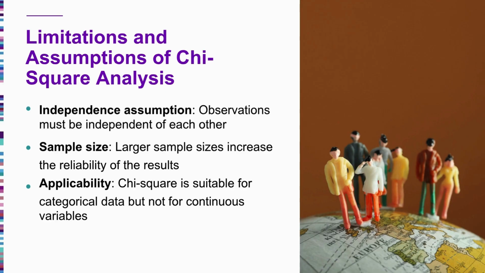The sample size matters. A larger sample size increases the reliability of the results. A rule of thumb is that no categories should be less than a count of 5. Thus, the larger the sample size, the less likely any categories will be that small. And then finally, a chi-square is suitable for categorical data, but not for continuous variables. Yes or no questions have only 2 possible answers, whereas if you were using someone's height, the possible options are endless, really, and that would be what we call a continuous variable.